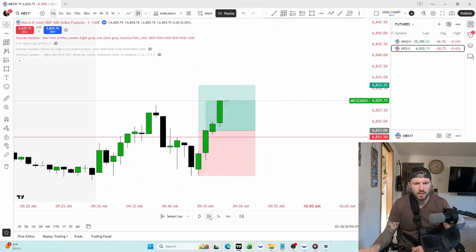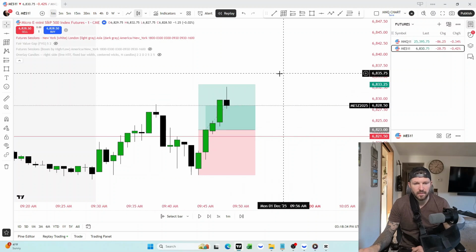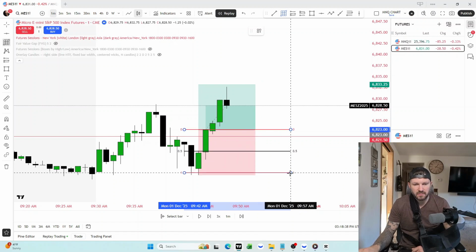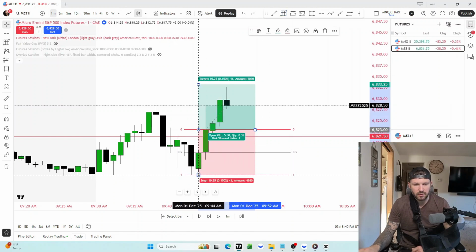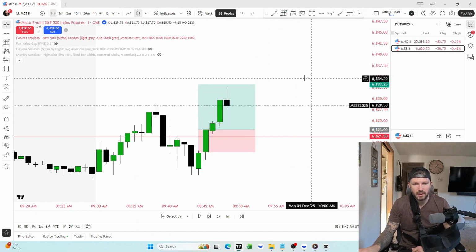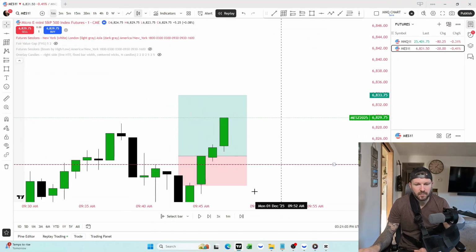So move forward a bit, right there. Right there, we end up taking out that high. So at this point, I am moving my stop loss 50%. I have this nice little tool I can do that. Okay, now we can delete it. Now we're in a 2 to 1 trade. Let's fast forward.